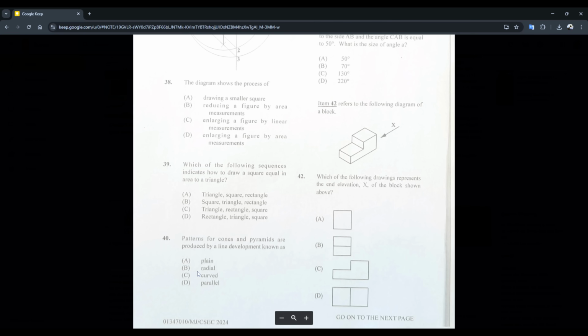So number 39C. Number 40, patterns for cones and pyramids are produced by a line development known as B, radial, right? It's because for the pattern for a cone or a pyramid, all lines will radiate from a central point, which is the apex of the drawing or the object. So number 40B.